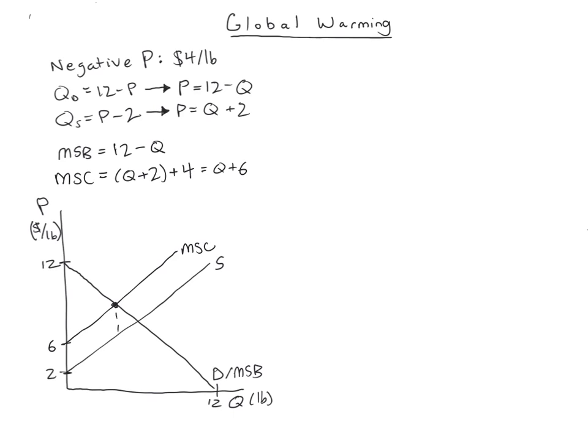That's where MSC intersects MSB. I don't know what this number is yet, but I can at least label it, and I can label my market quantity. I don't know what that is yet, but I can at least label it. So the next thing we're asked to do is find the efficient quantity. Unfortunately, I've done most of the work to get there.